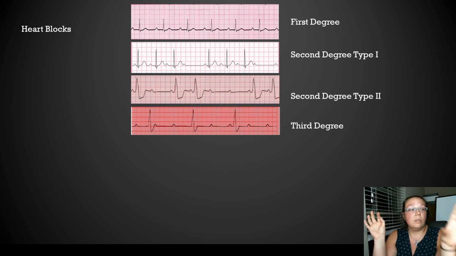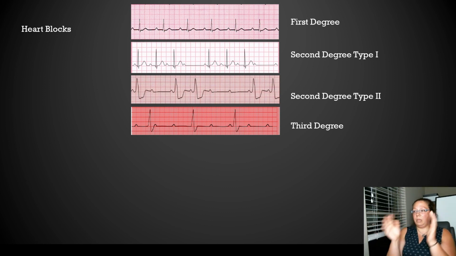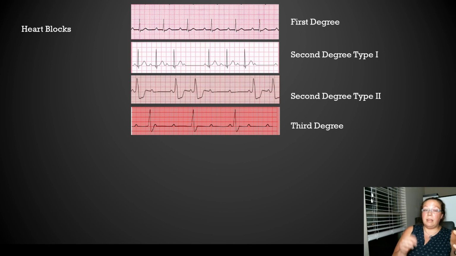So now P is over here doing their own thing. QRS is over here doing their own thing. So if you march this out, every P wave is going to be equally distanced from one another. Every QRS is going to be equally distanced from one another, but the P waves don't always have a QRS.